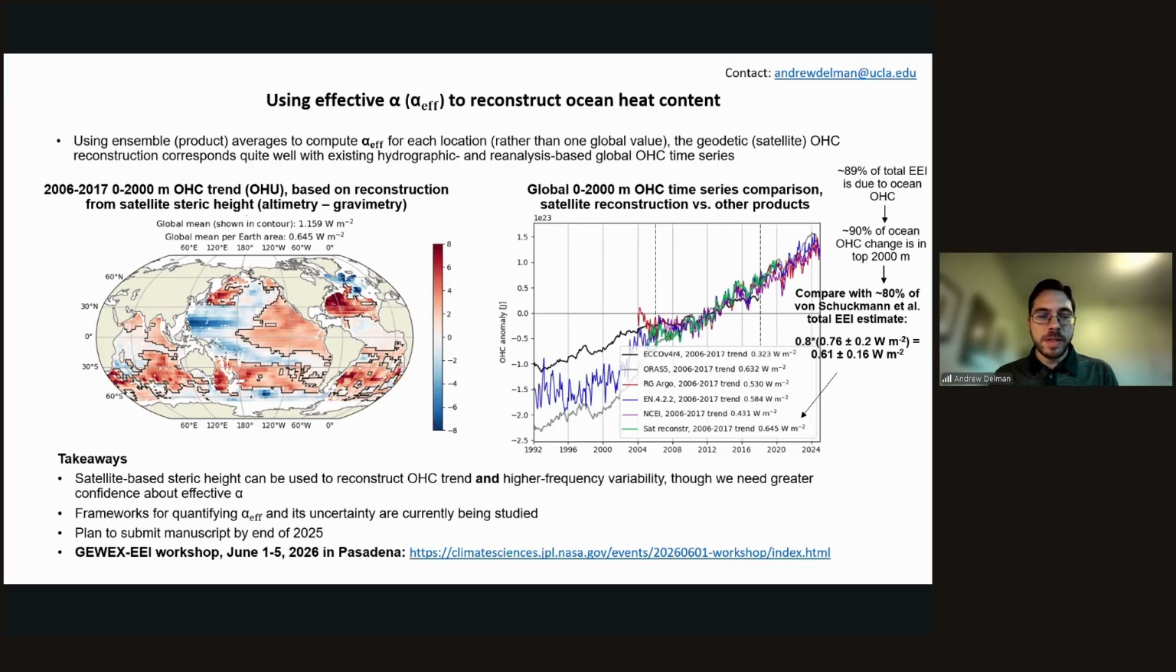So there's promise to this method, and frameworks for quantifying effective alpha and its uncertainty are being studied right now. I hope to submit a manuscript on this in several months. And there's also a workshop on Earth energy imbalance and the contributions to that next year in June in Pasadena. So you can look at that link if you're interested.